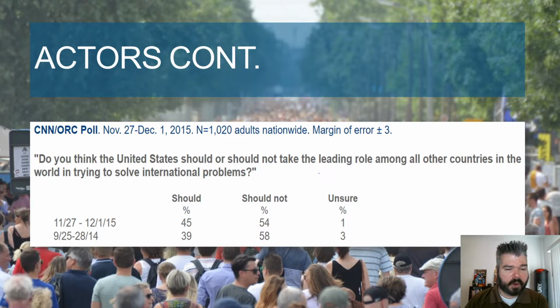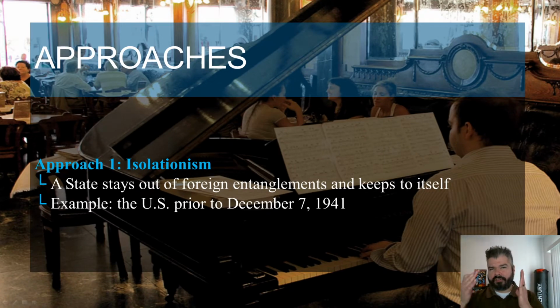Right? So, approaches in foreign policy. There are three we're going to talk about today. The first here is isolationism. This is the idea that a state, a nation, stays out of foreign entanglements and keeps to itself. In other words, I'm not hanging out with friends. I'm literally in isolation by myself. I'm not going to get involved. I'm not going to get entangled. And we may actually share that point of view.